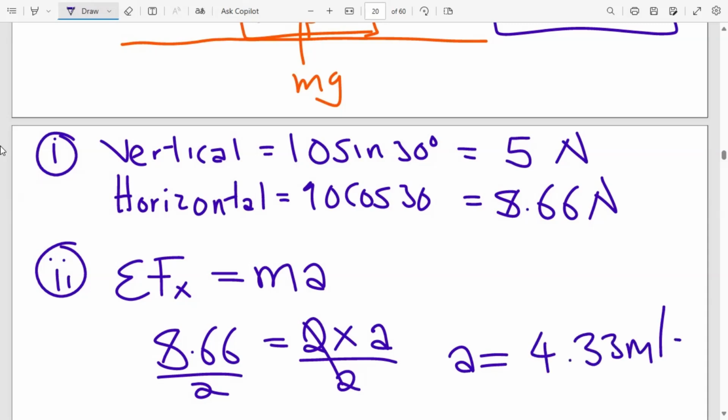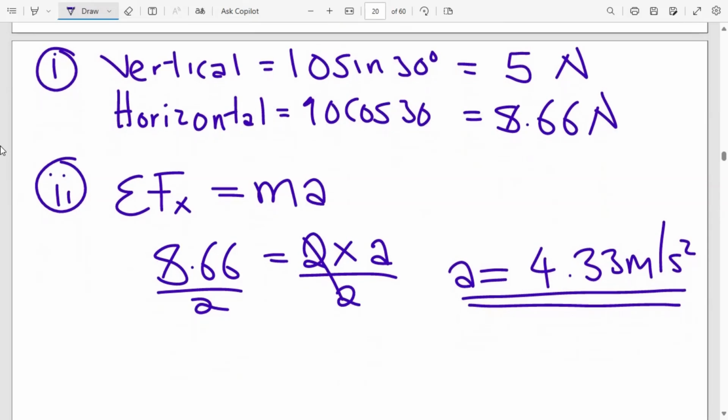4.33 meters per second squared. The acceleration of the box is 10.33 meters per second squared. Part three of the question is saying we should work out the magnitude of the normal reaction force between the box and the floor. Okay, so this is part three.